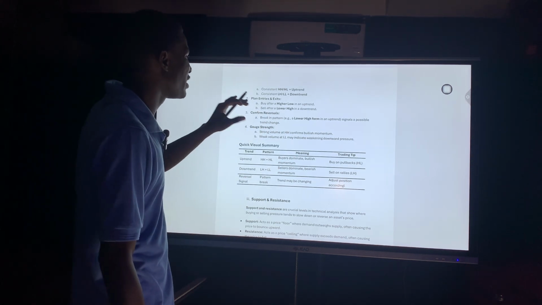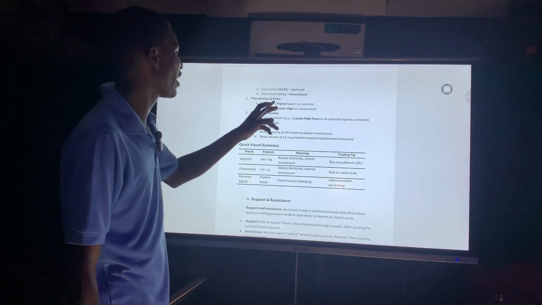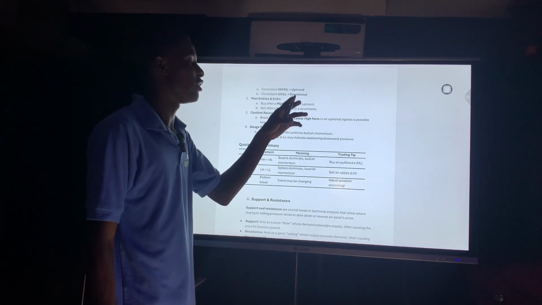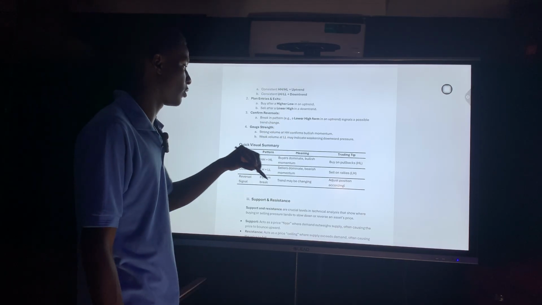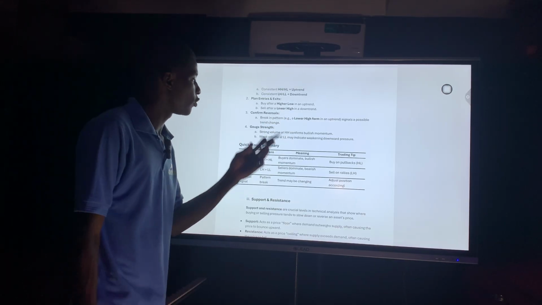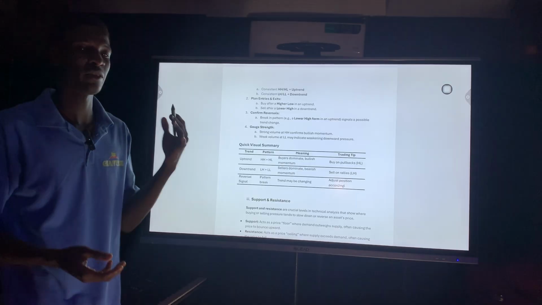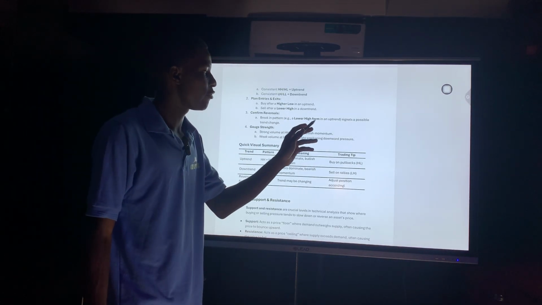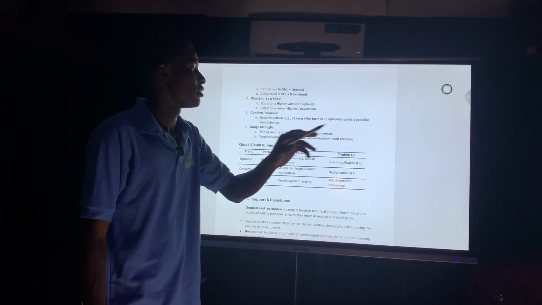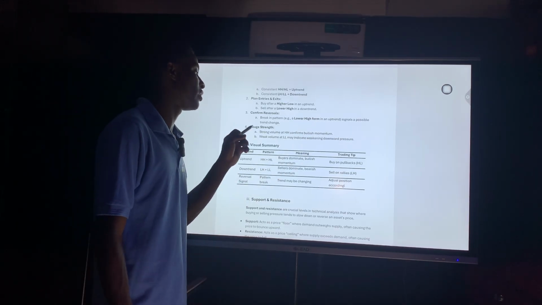Number two, you plan entries and exits. Buy after a higher low in an upward trend and sell after a lower high in a downward trend. Do you understand? For number three, you confirm reversals. A break in pattern, e.g. a lower high forming in an upward trend, signals a possible trend change.